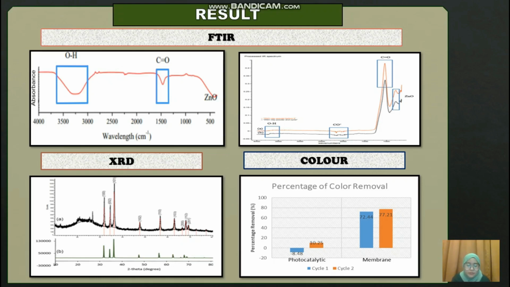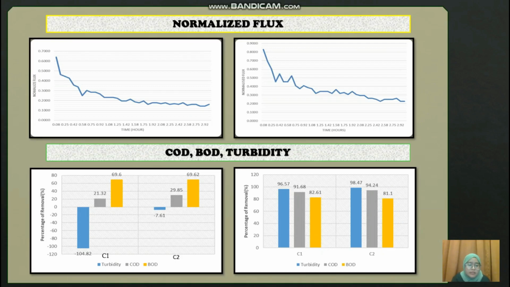radical generation. For the normalized flux, the figure depicts the normalized flux of the membrane for Pomse treatment with the first and second cycle of zinc oxide clay reuse in the MPR system. So this is the normalized flux for the first cycle, and this is for the second cycle. So the maximum normalized flux, about 23 percent, was recorded in the second cycle of zinc oxide clay reuse, followed by the first cycle, which is 14 percent.